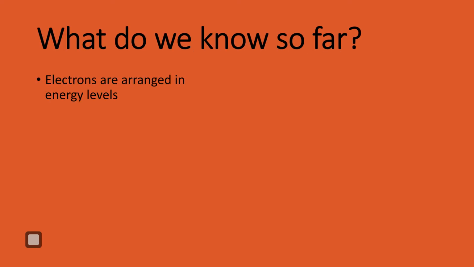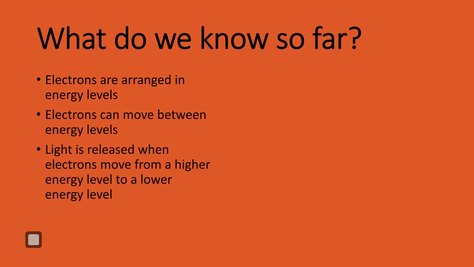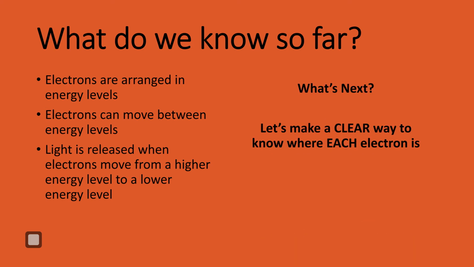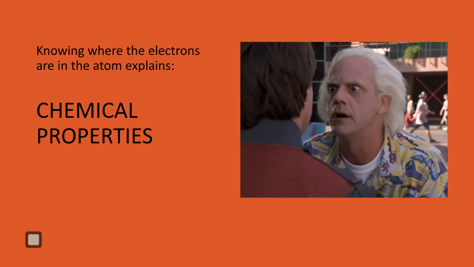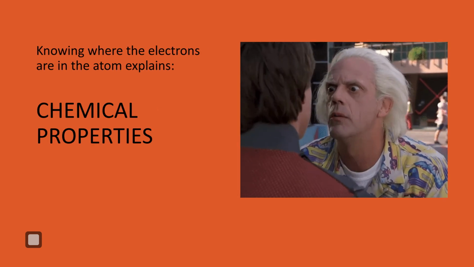At this point we already know electrons are in energy levels. They can move between these energy levels, and light is released when they move from a higher to lower energy level. That's what we saw with the atomic emission spectra. What we're looking at next is a clear, regular pattern method of how to illustrate where each electron actually is.